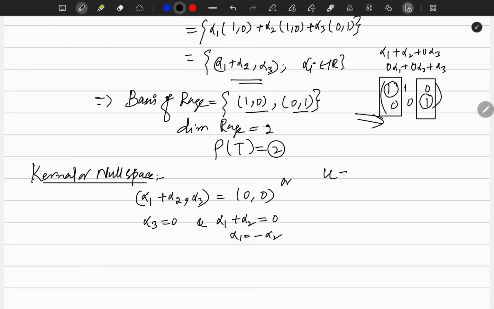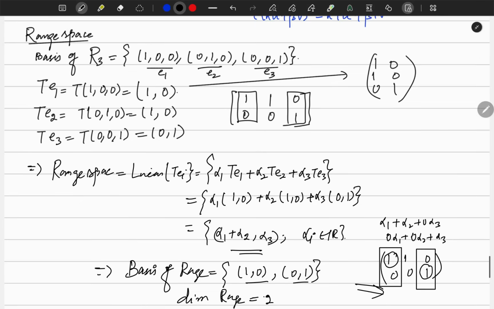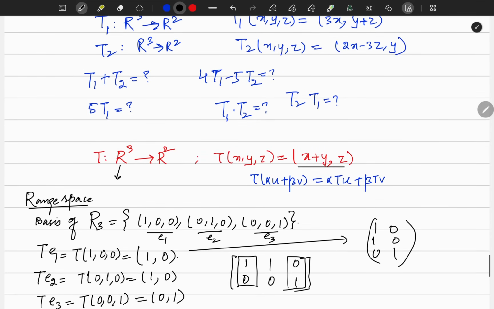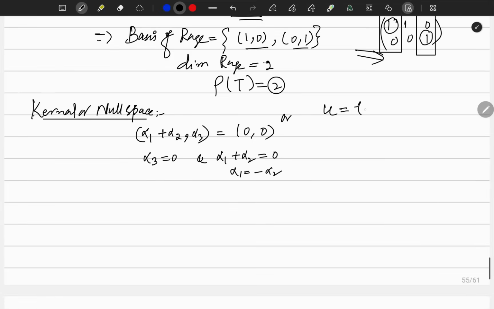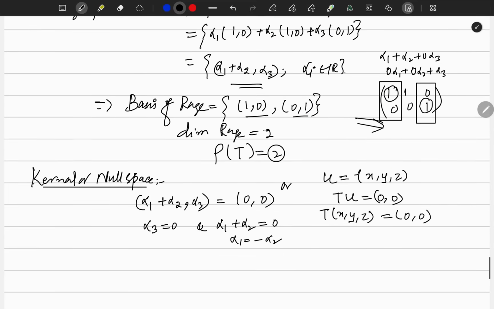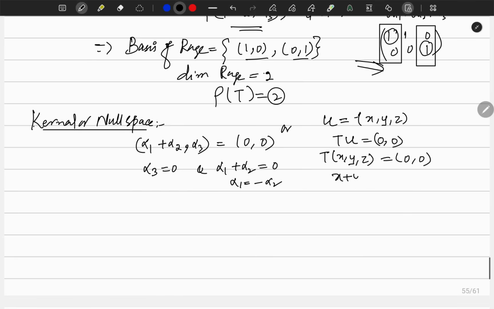Okay? Or you can do it in this way. Let u be a vector, my transformation is from R3 to R2, so I will take u as a vector with coordinates x, y, z, such that T of u is equal to (0, 0). That is, T of (x, y, z) is equal to (0, 0). Now apply T, which gives (x plus y, z), so (x plus y, z) is equal to (0, 0).